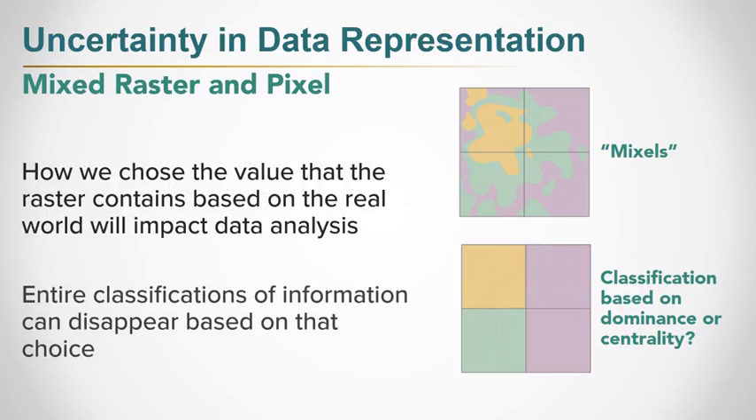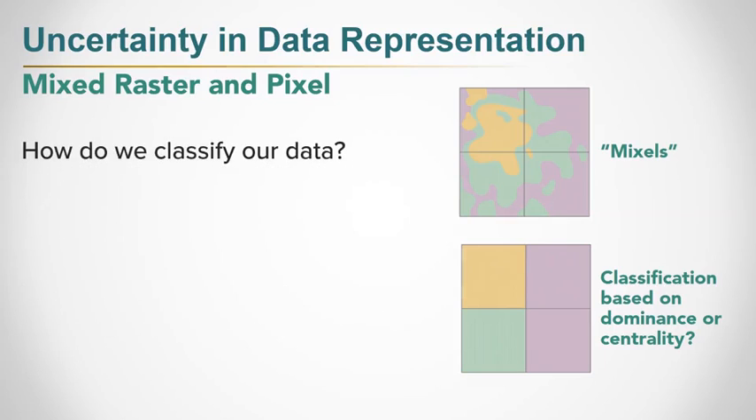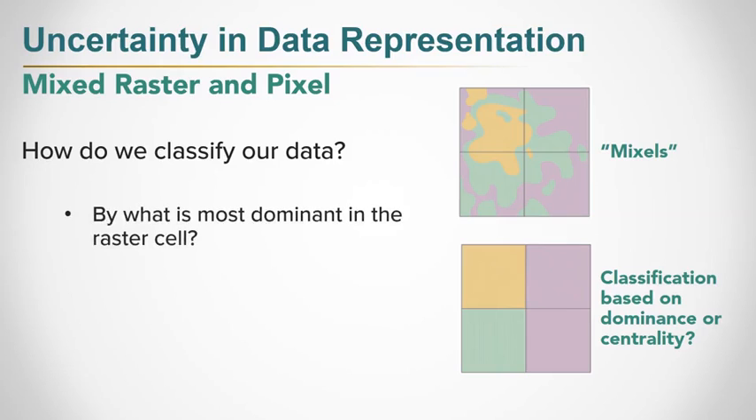Our method for choosing the value that the raster contains based on the real world can significantly impact our data analysis because entire classifications of information can disappear based on the choice. Do we classify our data based upon which one is most dominant within the raster cell, or do we choose which one is at the center of the raster cell, or do we use some other criteria?